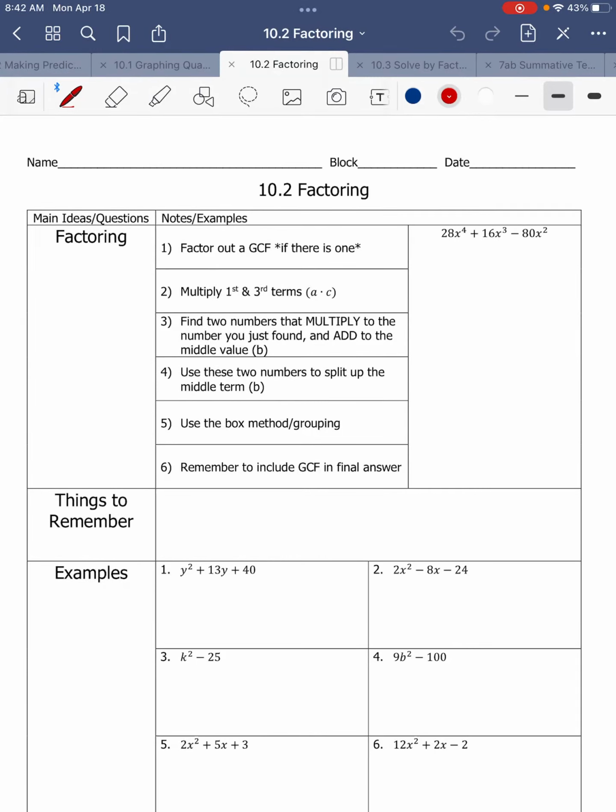Welcome to 10.2 factoring. I'm going to do some notes and then run through some examples.